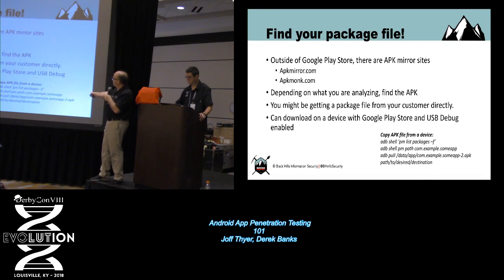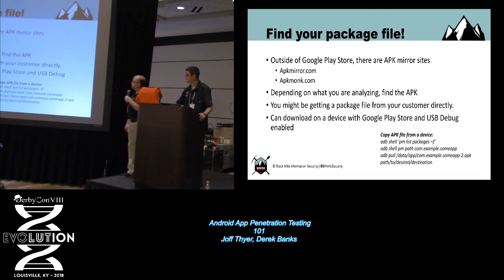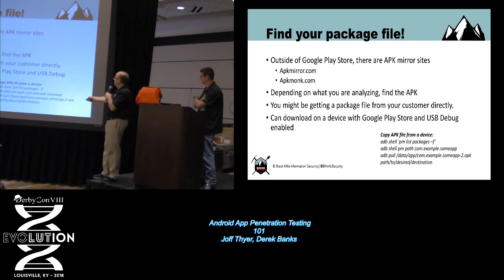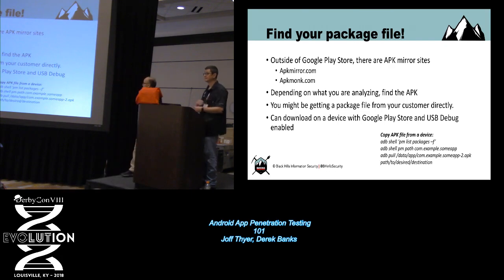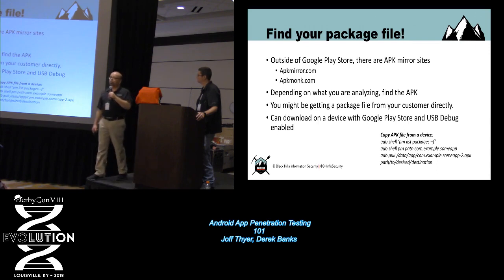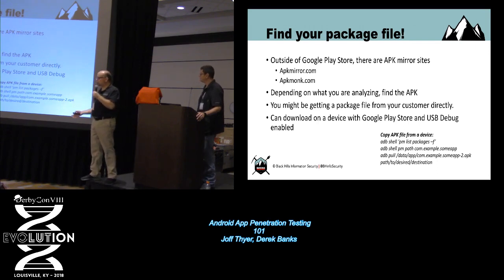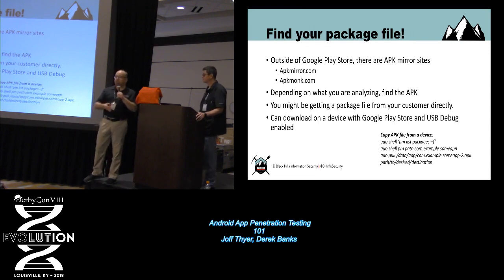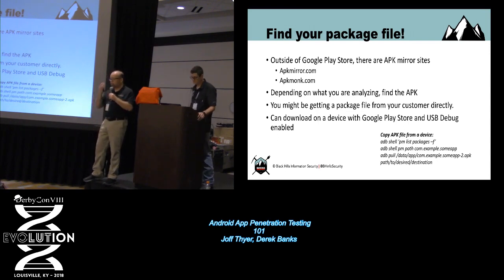Now, how do we copy the APK file from a device? Here's a small example that Derek put together for us. We can do ADB shell PM list packages. That will give us a list of all the packages that are on an Android device. We can actually do ADB shell PM path for com.app.sumapp to find the full path, and then we can pull the APK file directly from the device. We can also pull an entire directory from the device where that APK has been extracted and installed.